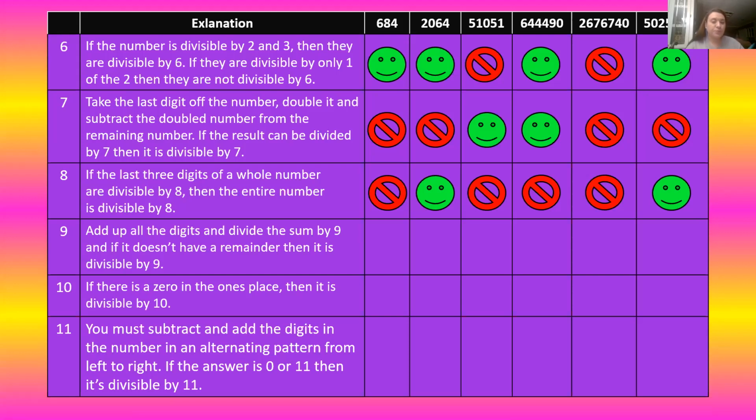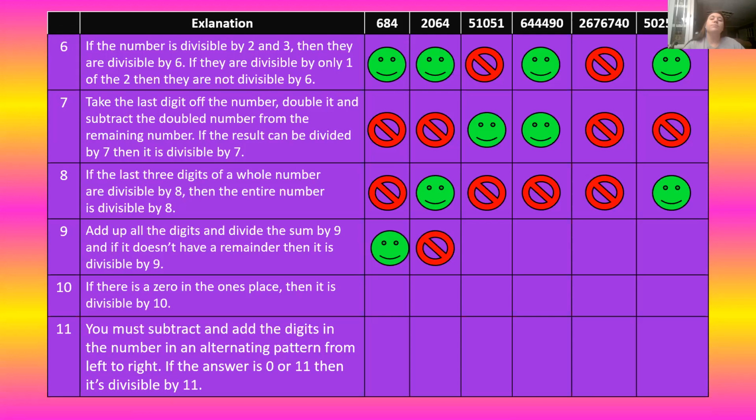So 684, we add 6 plus 8 plus 4, which gives us 18. We know 18 is divisible by 9, because 18 divided by 9 is 2. All right, so now 2064, you add your 2 plus your 6 plus your 4, because the 0 would have no effect, and it gives you 12. That is not divisible by 9. You would get a remainder.